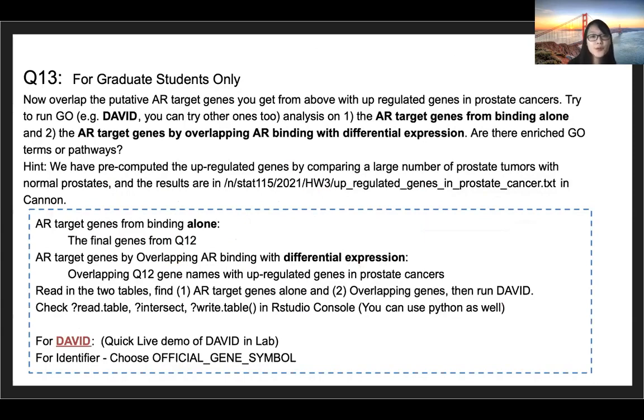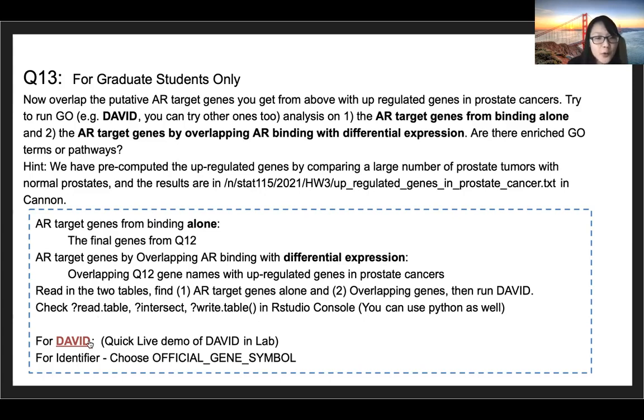It's asking you to use DAVID to run the AR target genes alone that you get from Q12. And you can also choose to combine it with the differentially expressed genes, maybe from the RNA-seq result, that are genes that are actually upregulated in prostate cancer compared to normal samples. And then take a screenshot of the enriched GO terms and pathways.